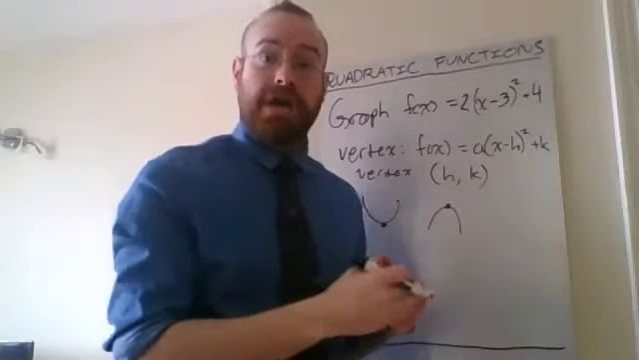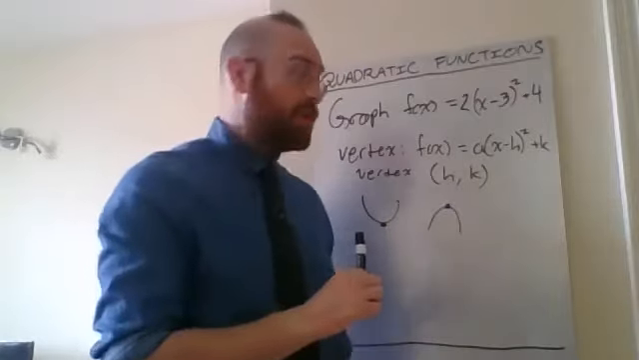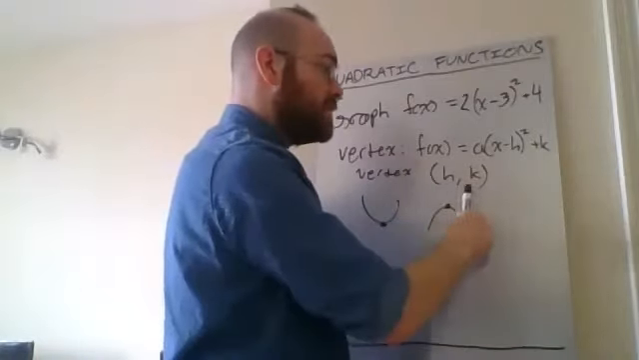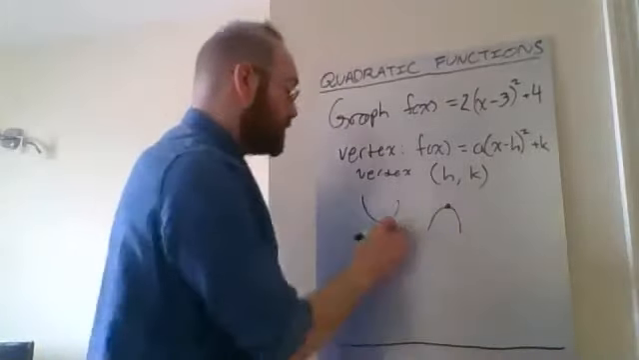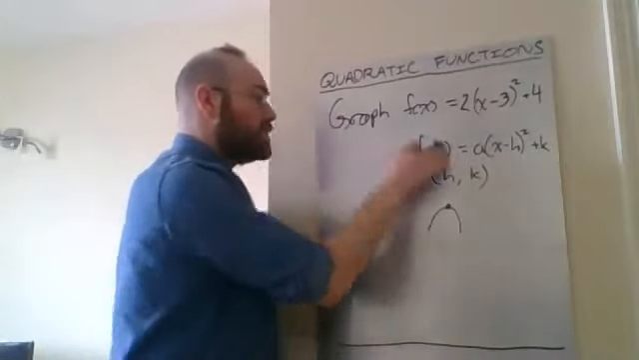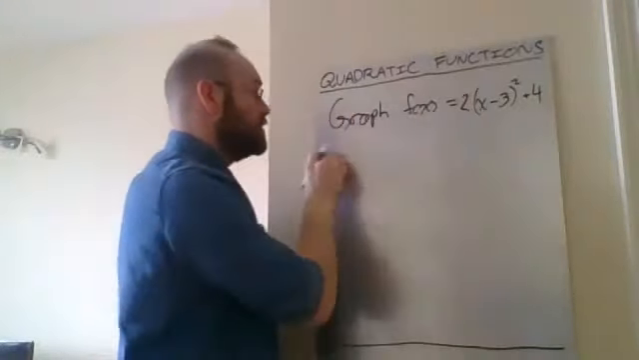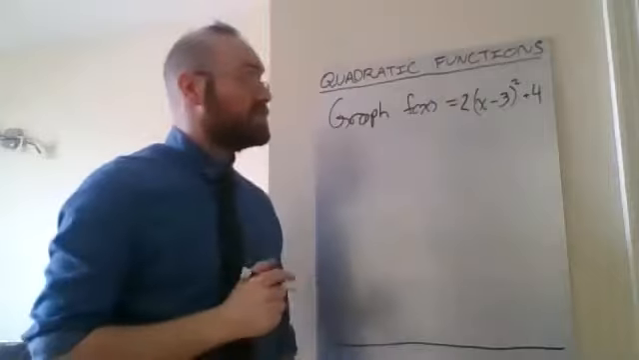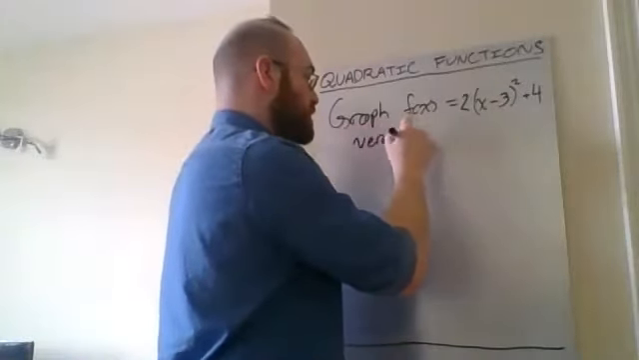Notice that it's minus h in the equation, so the sign changes when you write it as a point, and then plus k, the sign stays the same. So if we want to graph our function, f(x) = 2(x - 3)^2 + 4, we start by identifying the vertex.